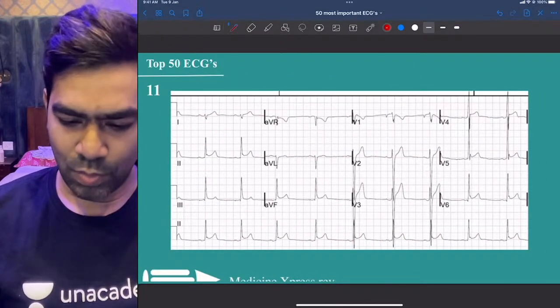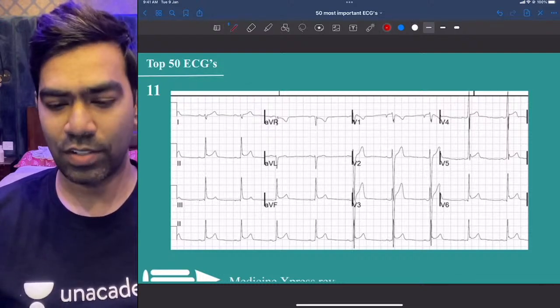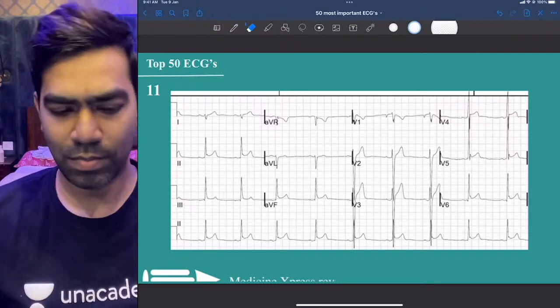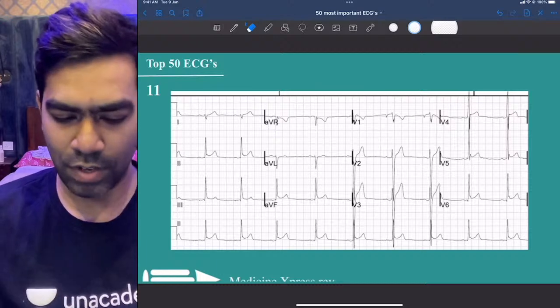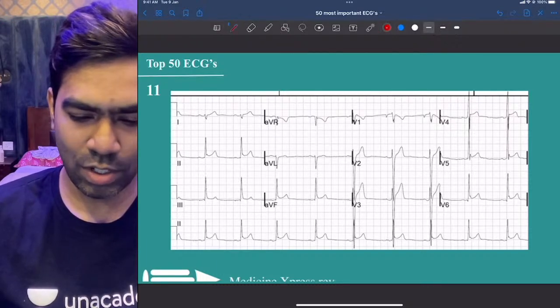Coming to this one, so these are some of the important differential diagnoses as far as ST elevation is concerned. ST elevations has a lot of differential diagnoses, but I'm going to show only the most important differential diagnosis. So here is your first differential diagnosis. Let me tell you the case history so that you will understand.